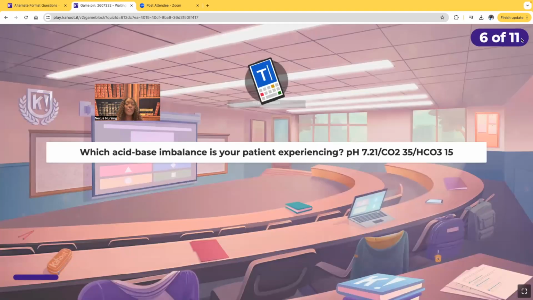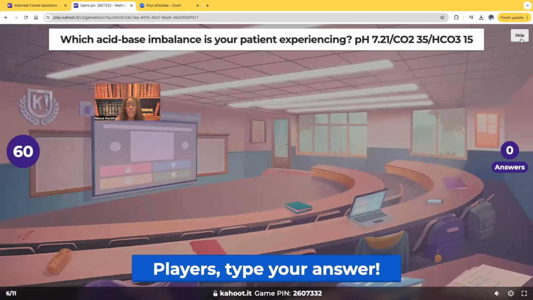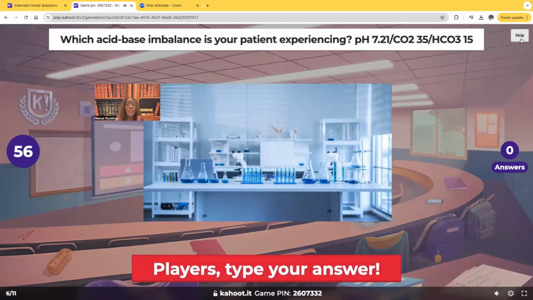All right. Type in your answer. Which acid-base balance is your patient experiencing? So the pH is 7.21, the CO2 is 35, and the bicarb is 15. Type in your answer. And I'm going to give you a hint. Well, not a hint, but I'll give you choices. It's going to be respiratory acidosis, respiratory alkalosis, metabolic acidosis, or metabolic alkalosis. So don't type anything else. It's going to be one of those four. pH is 7.21, CO2 is 35, and the bicarb, HCO3, is 15. What is your patient experiencing?